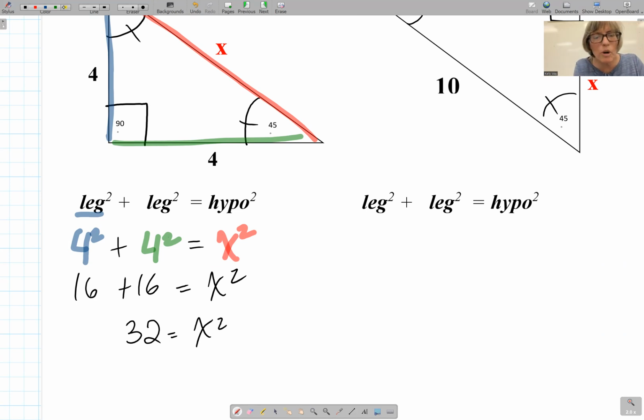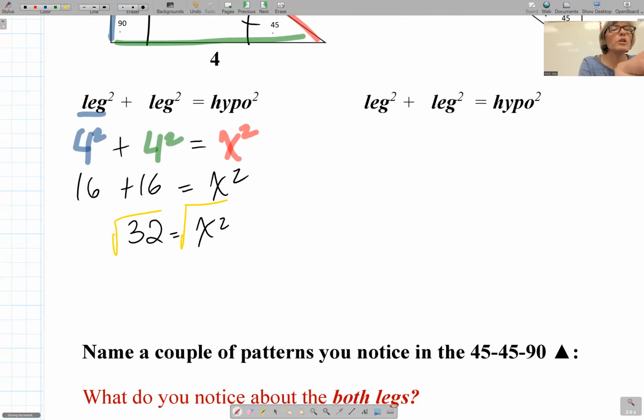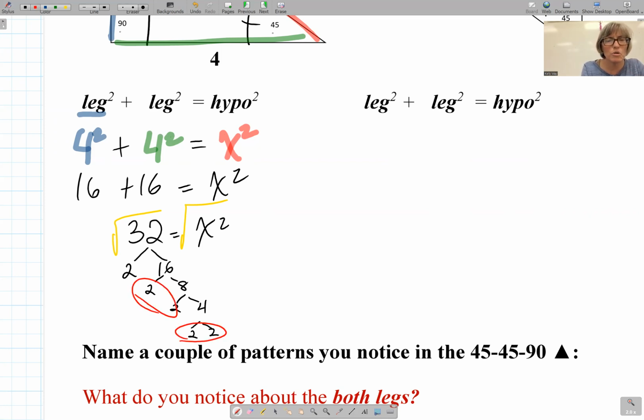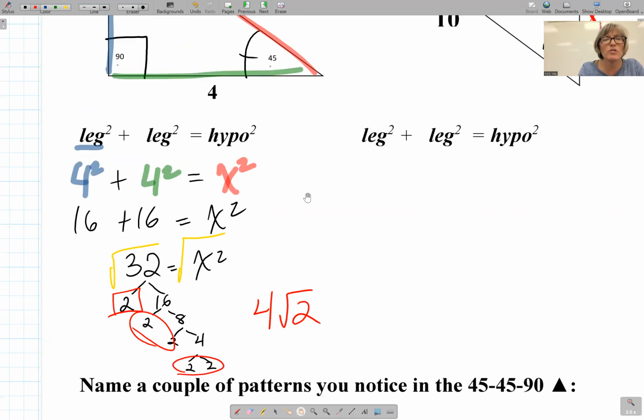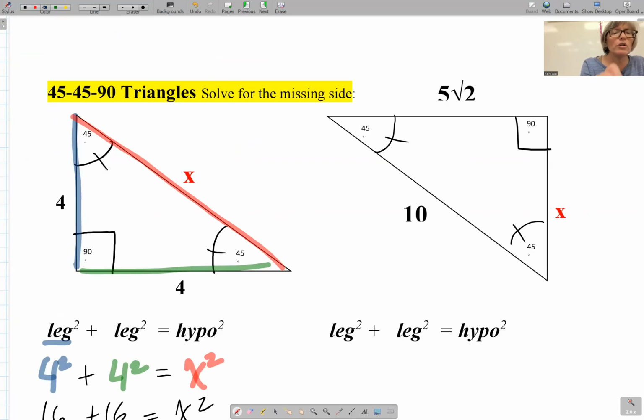Opposite of squaring is square rooting, so we're going to square root. And when you factor 32, 2 and 16, you look how many pairs you have. You have 2 sets of 2s. So 2 times 2 comes out, and that's going to be 4. 1 set of 2 on the inside, or 1, 2. And so your final answer here for your hypotenuse is 4 root 2.